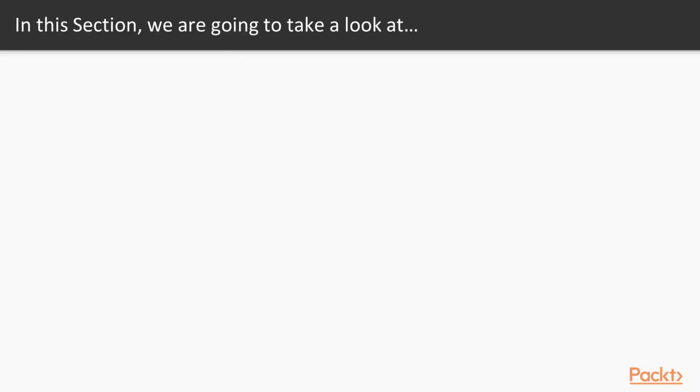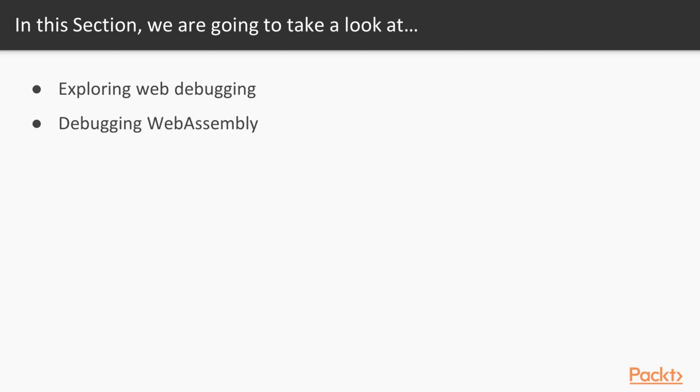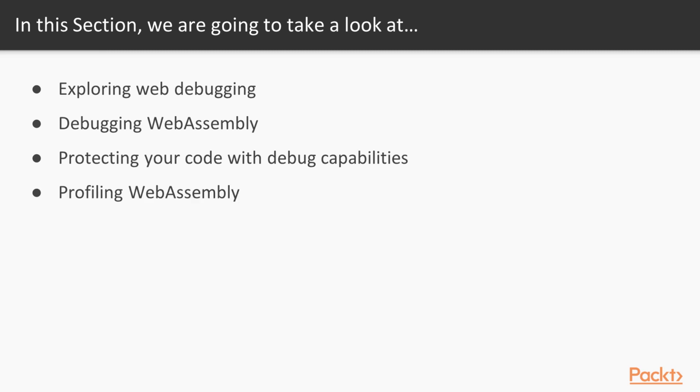system. In this section, we're going to get an introduction to web debugging and look at some of the developer tools that are available to you for testing WebAssembly. We'll learn how to debug WebAssembly with source maps and interactive debuggers. We'll learn how to protect your code with debug capabilities. That way you can catch bugs earlier. We'll learn how to profile WebAssembly, and we'll finish up this section with tracing execution in WebAssembly.